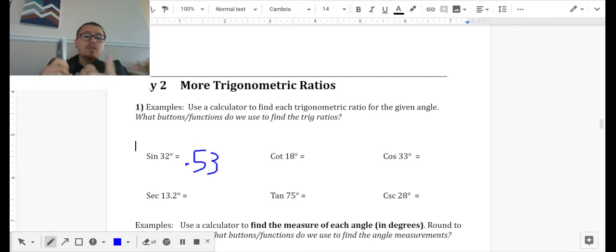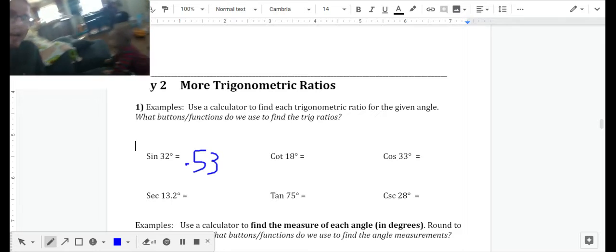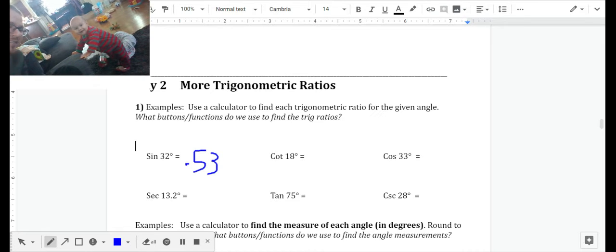So the other ones were the cotangent, the secant, the cosecant. Okay, let's see, baby. Hey, mama, say hi. Say hi.